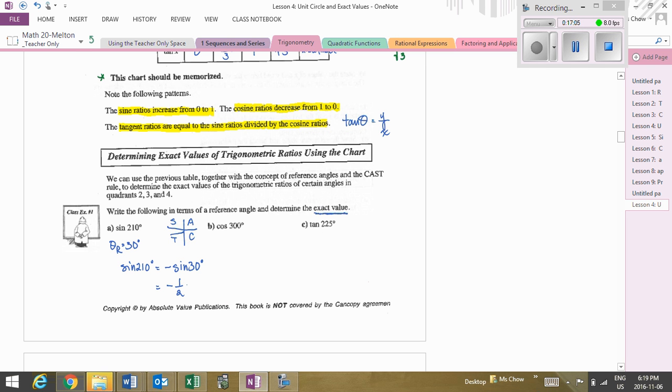When I look at cosine of 300 degrees, again, when I take a look at it in the 4 quadrants, cosine of 300 is in the 4th quadrant.